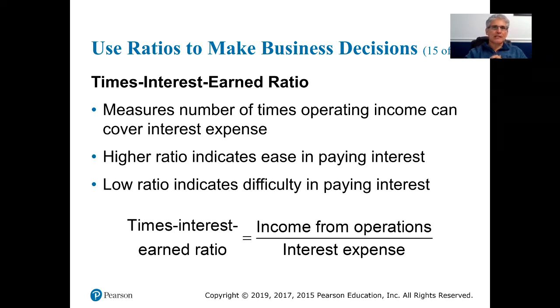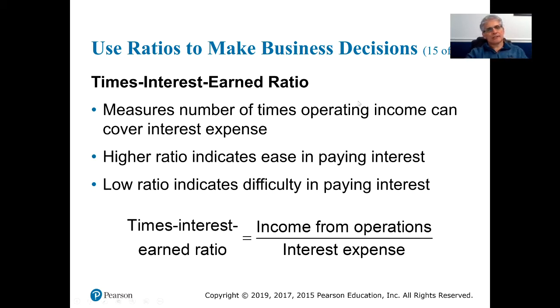says it measures the number of times operating income can cover interest expense. One is going to feel more comfortable if a company generates enough income to pay the interest expense over and over again. You know, the more times it can, the more comfortable an observer might be. A higher ratio indicates ease in paying interest. If you have the income, you should be able to pay the interest, right? A low ratio indicates difficulty in paying interest.